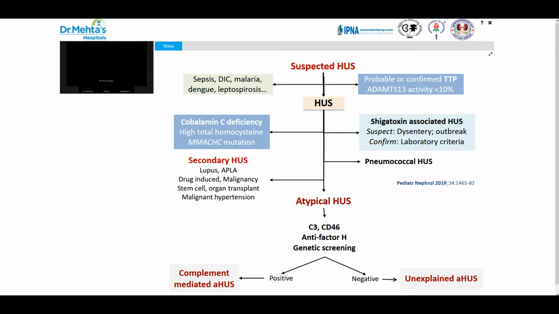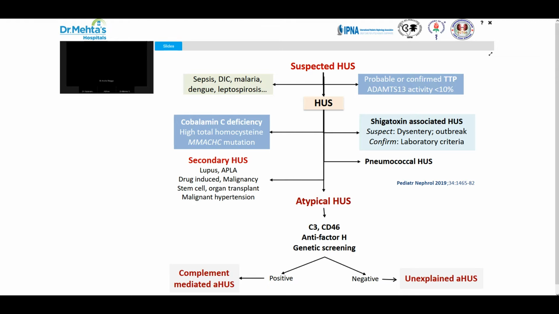And as I said, at least the basic workup for atypical HUS would comprise of looking at complement levels, doing a flow cytometry for CD46, looking at anti-factor H autoantibodies, and planning for genetic screening by next-gen sequencing for the standard complement panel. And if you do get a positive report based on any of these, then you wonder that this is a complement-mediated HUS.